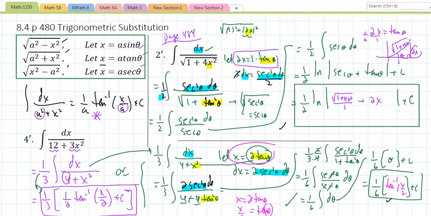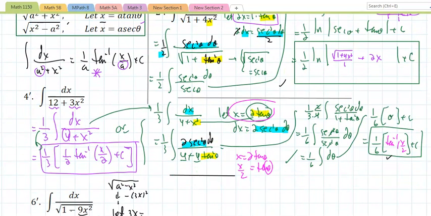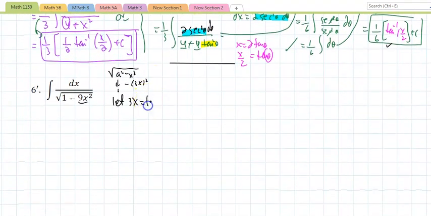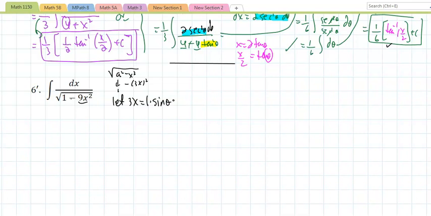a squared minus x squared, right there, the very first one, it's a sine. A, again, you don't have to write the 1, I'm just writing that for your notes. 1 times the sine of theta. What that does is guarantee that the radical will disappear and I'm left with sine and cosine. And in the previous section, we determined how to do that. If I take a derivative, 3 dx will be the cosine of theta d theta. So I know I'm going to have to divide that by 3.